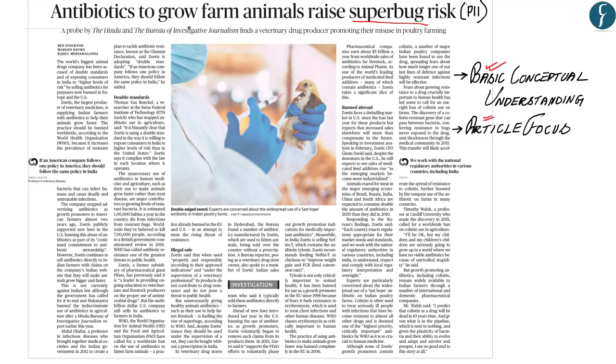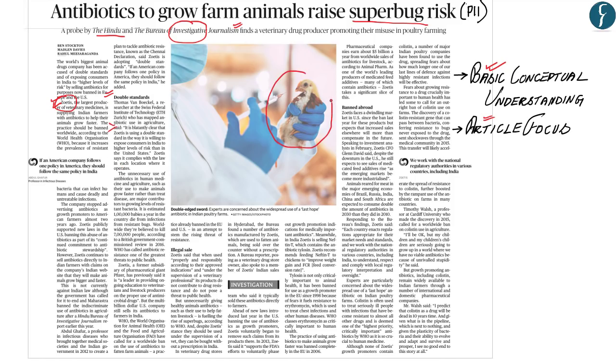Now this article talks about an investigation that has been carried out by the Hindu newspaper and the Bureau of Investigative Journalism with regards to a particular pharma company called Zoetis, wherein what this article says is that several major pharma companies are selling antibiotics and growth promoters in India that are banned for sale in the US and Europe. And according to this article, these pharma companies such as Zoetis are selling these antibiotics and growth promoters to farmers in India so that they may fatten their poultry and livestock quickly.